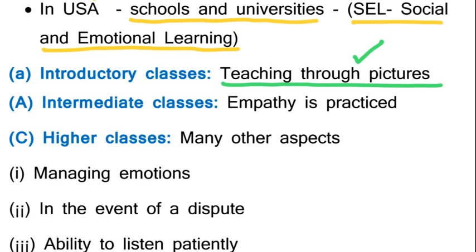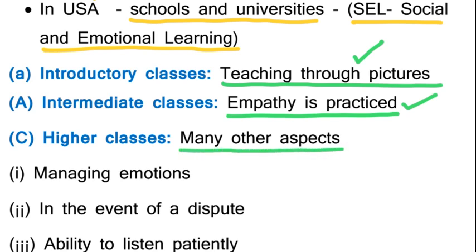In this class, teachers make different faces and show them through pictures and videos. Second type of classes are intermediate classes. Empathy is practiced in them. It tries to make the children understand and feel what the other person is feeling on the basis of the non-linguistic signs of others. And third type of classes are higher classes.